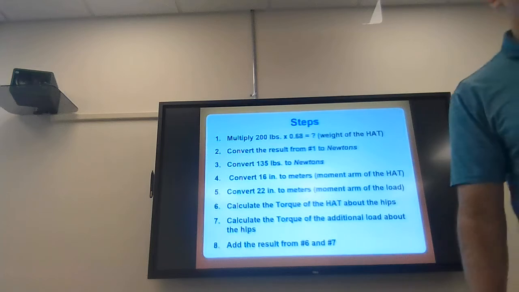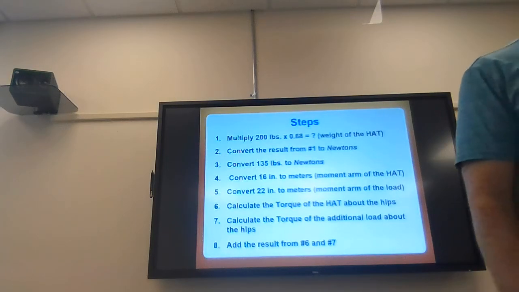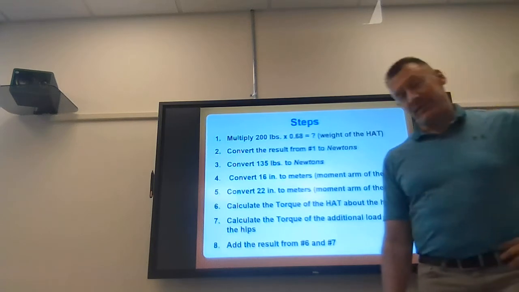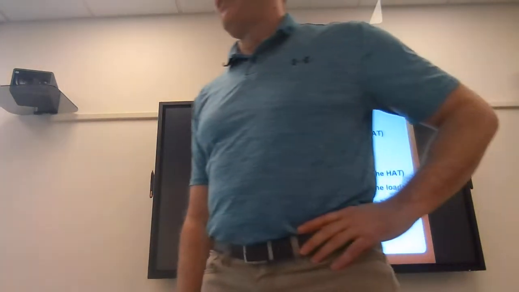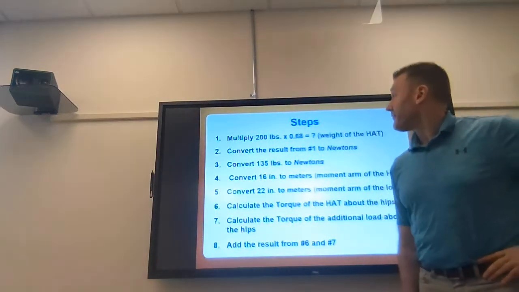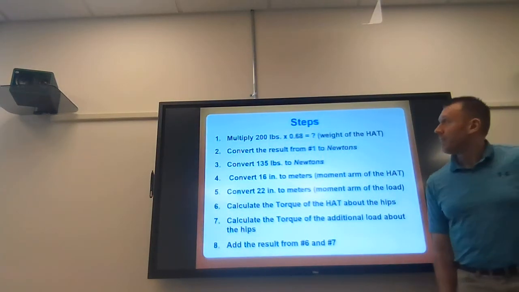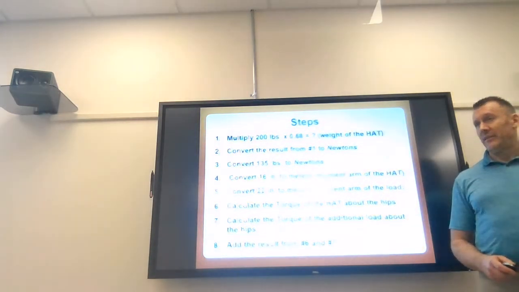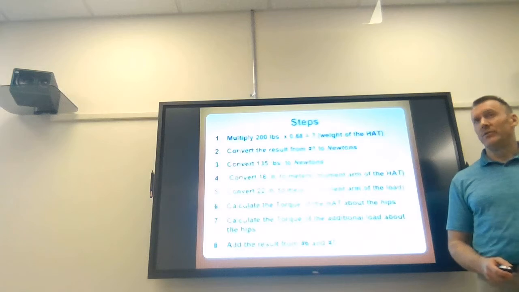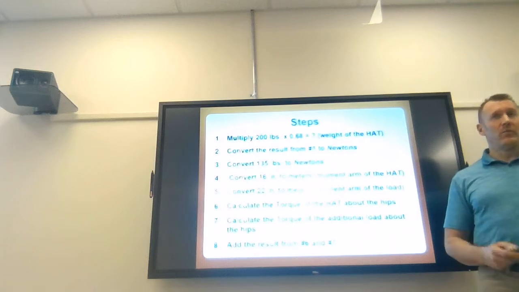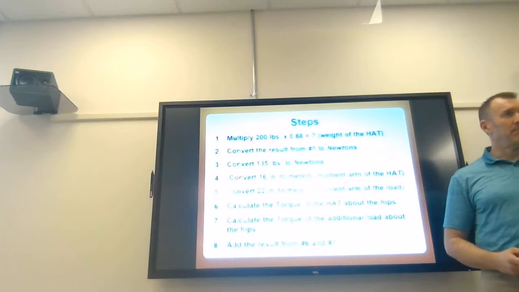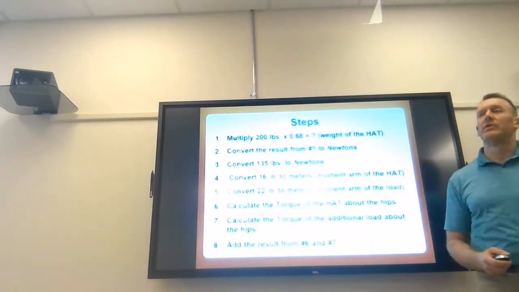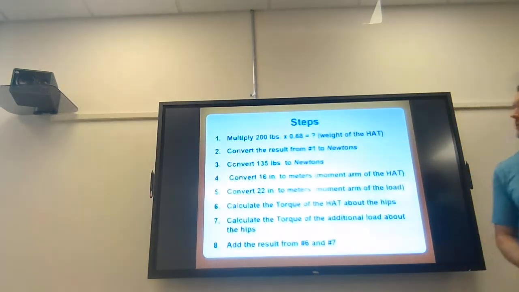582. Where did you come up with that? Okay. What were the units? Newton meters. So that's how much resistive torque there is about the hip. So you'd have to have muscle activation to overcome that in order for the weight to be lifted. You'd have to have more than 582, whatever the decimal was, newton meters.